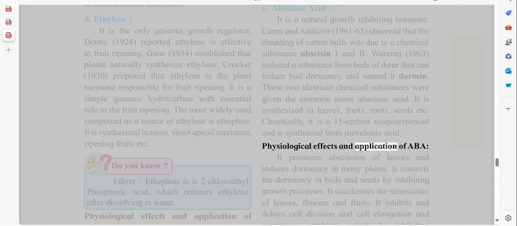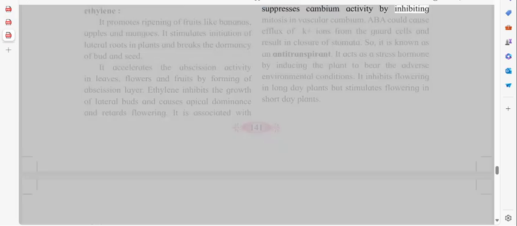Physiological effects and application of ABA. It promotes abscission of leaves and induces dormancy in many plants. It controls the dormancy in buds and seeds by inhibiting growth processes. It accelerates the senescence of leaves, flowers and fruits. It inhibits and delays cell division and cell elongation and suppresses cambium activity by inhibiting mitosis in vascular cambium. ABA could cause efflux of K+ ions from the guard cells and result in closure of stomata. So, it is known as an antitranspirant.